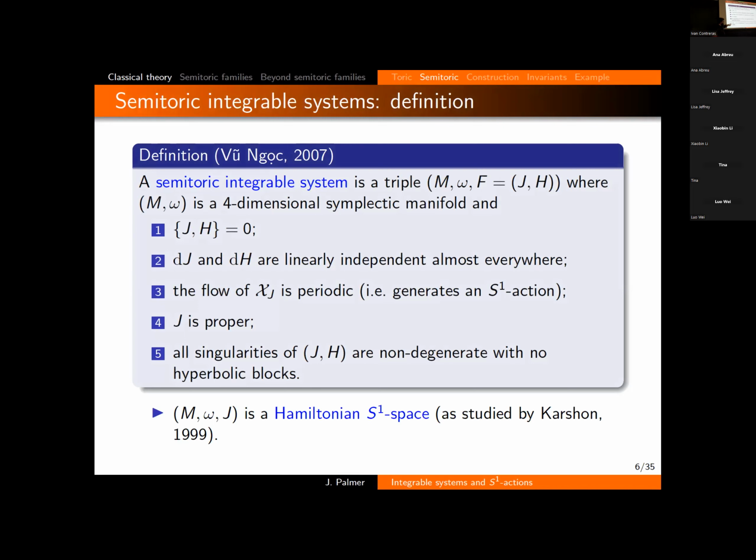I wanted to make a comment, which I already made out loud, which is that if you start with a semi-toric system and you just cover up the H, you have a Hamiltonian S1 space. And these are really well understood, by Cartan's thesis, actually.